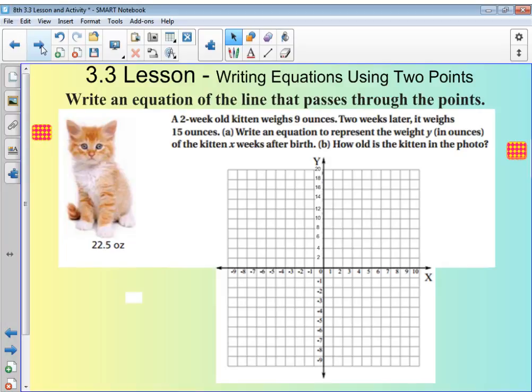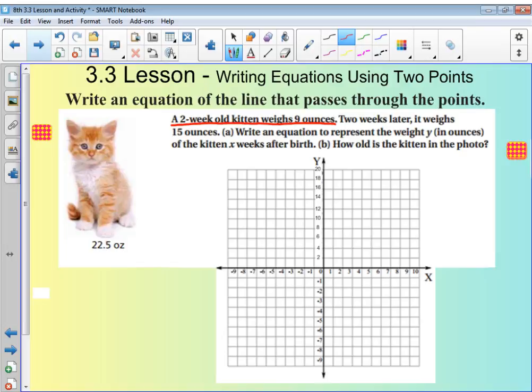So here our scenario is we have a 2-week-old kitten that weighs 9 ounces. 2 weeks later, it weighs 15 ounces. Write an equation to represent the weight, y, in ounces of the kitten after x weeks of birth. How old is the kitten in the photo? So we're going to start out, first of all, with sketching out the information that they gave us. So we have at 2 weeks old, the kitten weighs 9 ounces.